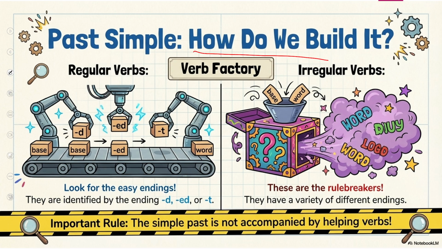How do we build it? Let's see. For past simple tense, we use the second form of verb which we call past verb. And there are two types of verbs, regular or irregular verb. In regular verb, we add ed with second and third form. On the other hand, if you talk about irregular verbs, the second and third form of verb is different.